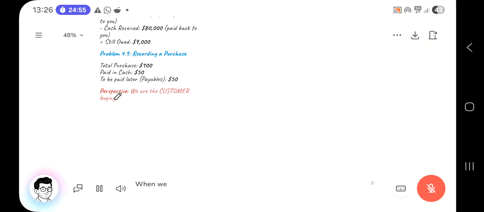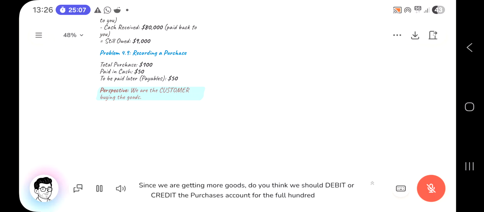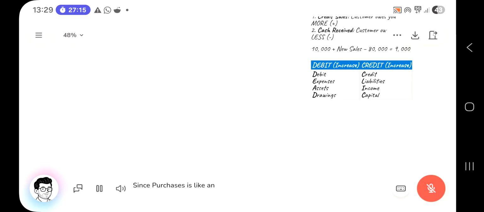When we buy goods for the business, we use the purchases account. Since we are getting more goods, do you think we should debit or credit the purchases account for the full $100? Close. Well, let's look at the rule for expenses and assets. When we get something of value or incur an expense, we debit it. Since purchases is like an expense account for the inventory coming in, we debit purchases.